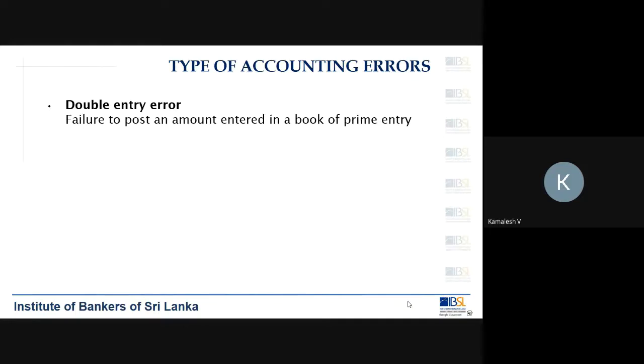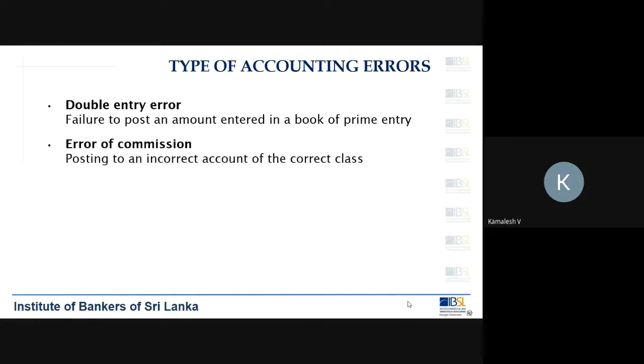Now, you are not doing this. Failure to post an amount entered in a book of prime entry. So you have entered something in the books of prime entry, but you are not going and posting it into your ledger. That is basically known as a double entry error. Then we call it an error of commission.